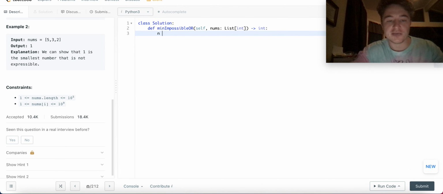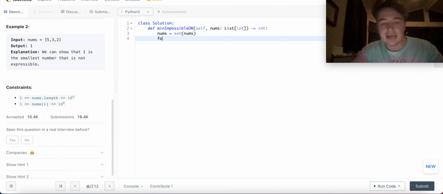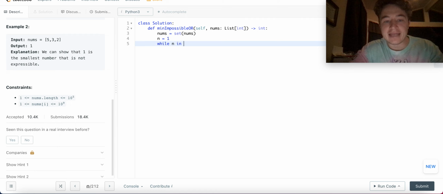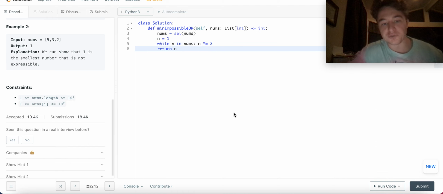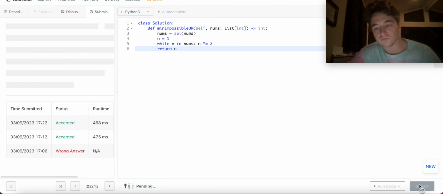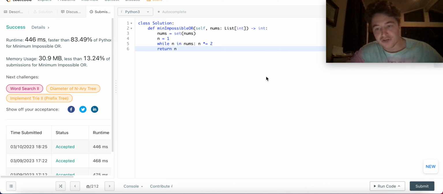Okay, so the first thing we'll do is turn nums into a set. That way we can check it in constant time, right? And then we just keep this n variable and set it to 1. And then we'll say, while n is in nums, n times equal 2. And at the end, we just return n, right? Because eventually it'll exceed the size of nums. There you go.